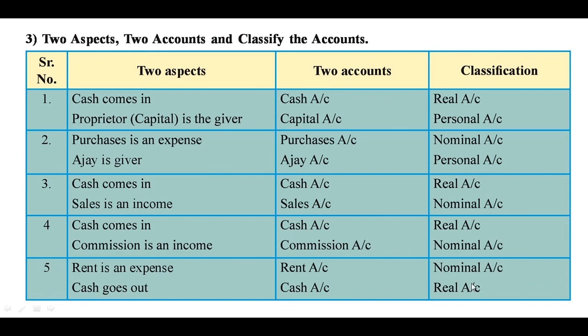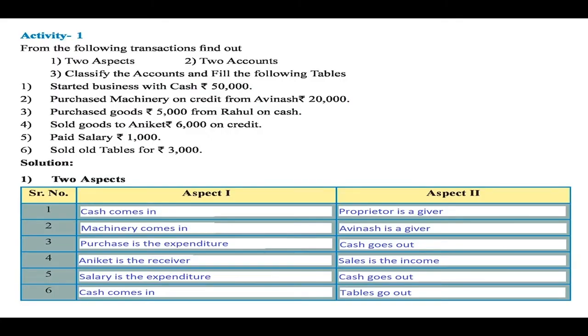So in this manner, we have to first go through these 3 steps. Then we have to apply the golden rules to pass the journal entry that we are going to learn in the future. Now next, an activity is given, and this activity I have solved for you so that later on you can practice. First one, the following transactions. From the following transactions, find out two aspects and two accounts and classify the accounts and fill the following tables.